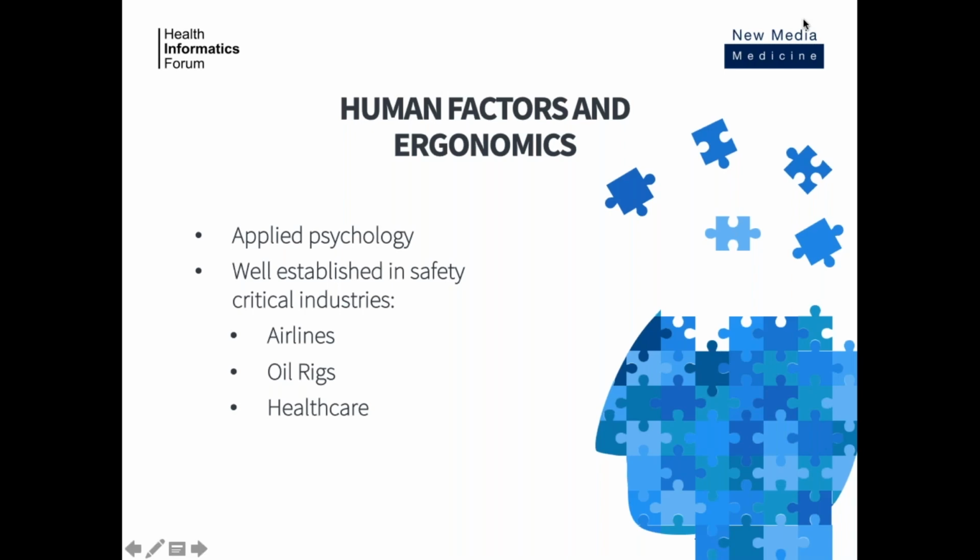And also in healthcare, and traditionally in healthcare, it's been used in areas like surgery or management of emergency patients or anesthetics, where they try to make the systems more robust so that there's less possibility for error. And so this is the area that usability of health information systems fits into from a scientific point of view.